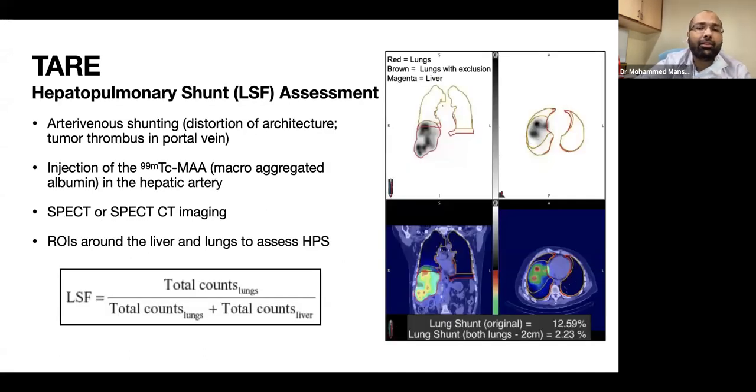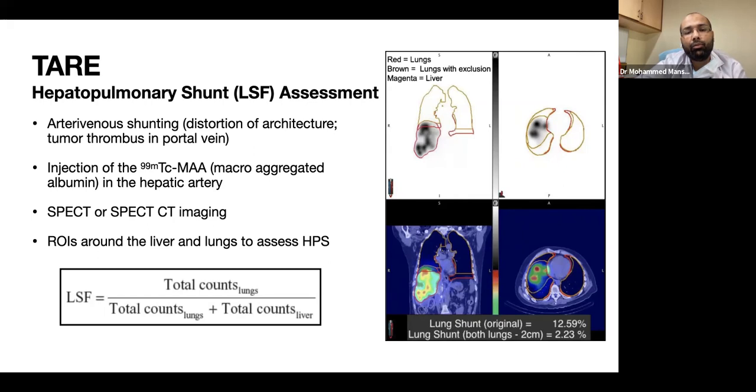Now, when we do this angiogram, we have the radiopharmaceutical, the technetium labeled MAA, ready in the cath lab, and after selection of the vessels, the interventional radiologist injects about 15 to 30 millicurie of MAA particles into the hepatic artery, which is later followed by SPECT or SPECT CT imaging.